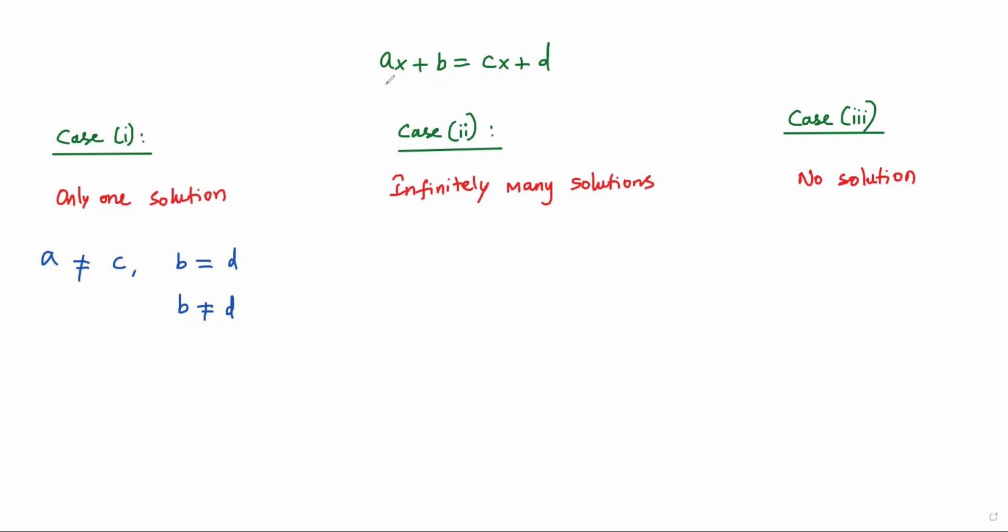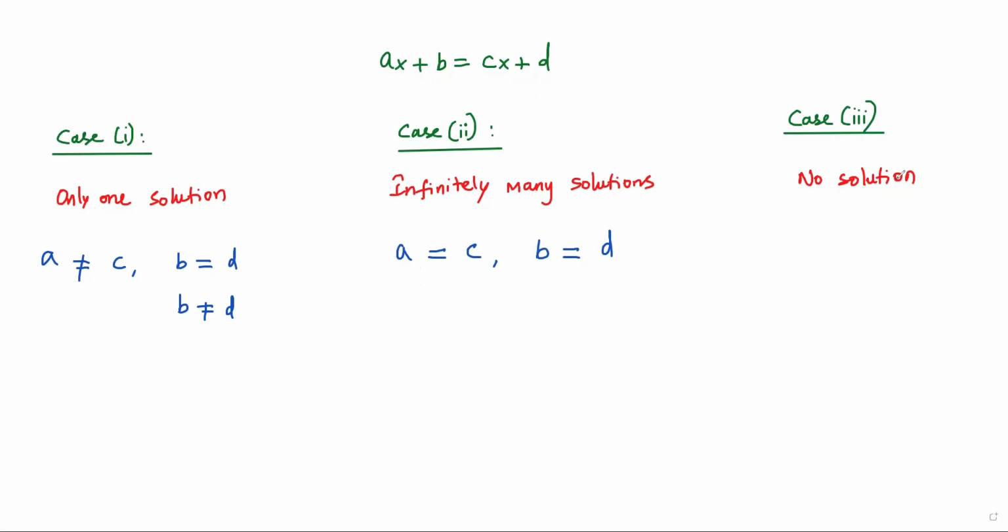Now let's consider the second case, that is infinitely many solutions. Consider the coefficient of x on the left side and the coefficient of x on the right side. Then we have a and c, and consider the constant on the left side and the constant on the right side. We have b and d. If this equation has infinitely many solutions, the coefficients of x must be equal, and the constants also must be equal. So then only this linear equation will have infinitely many solutions.